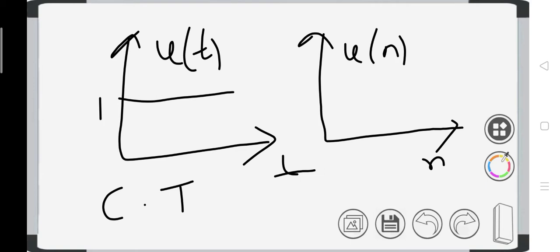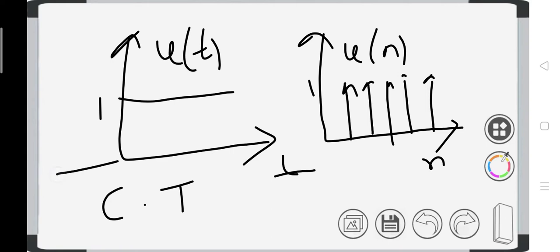On the x-axis, the time variable is represented as n in discrete time. In continuous time the time variable is represented as t, and the signal is u of t. In the discrete case the signal is represented as discrete values. The unit step function is described only for positive values. For positive values it will be 1, and for negative values it will be 0, so it is not defined for negative values. For negative values the output will be 0. This is the unit step function.